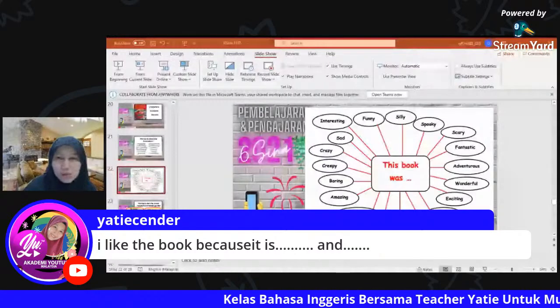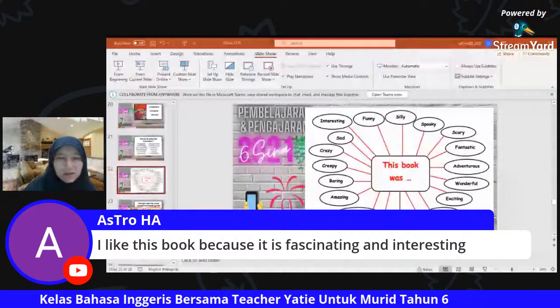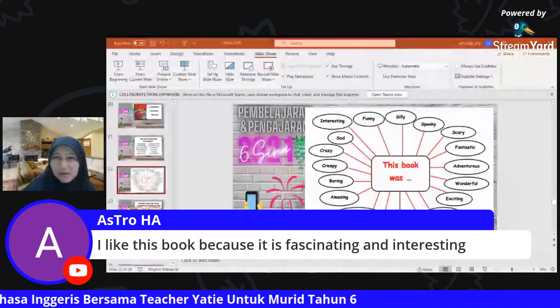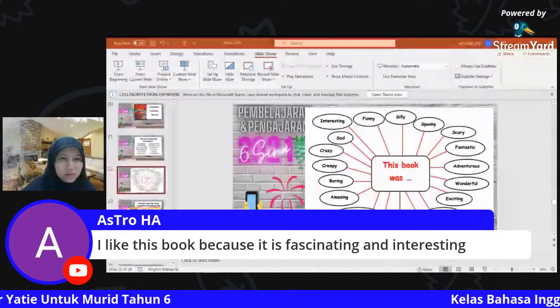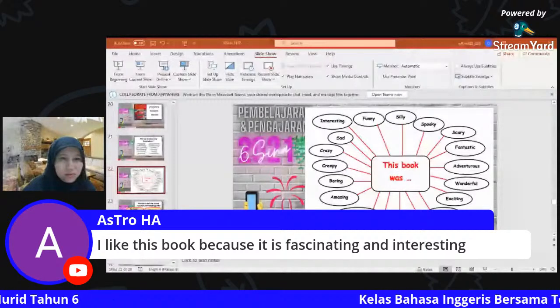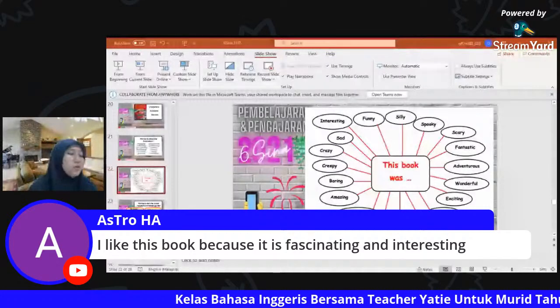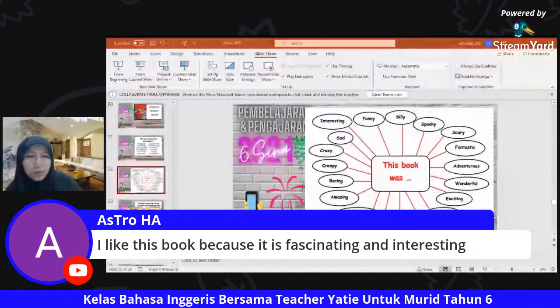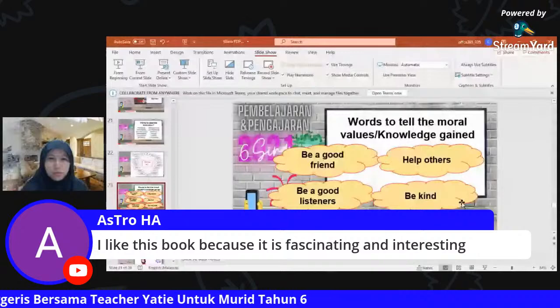Knowledge gain. Who is this? Nasroha. Fascinating. Right, fascinating and interesting. Okay, your moral value. Here are some moral values for you to use for your book report. So which one is suitable for the Harry Potter story here?